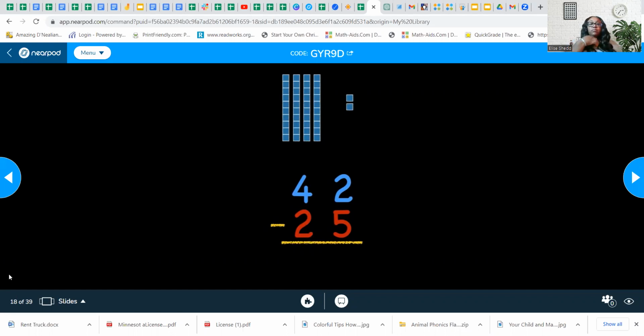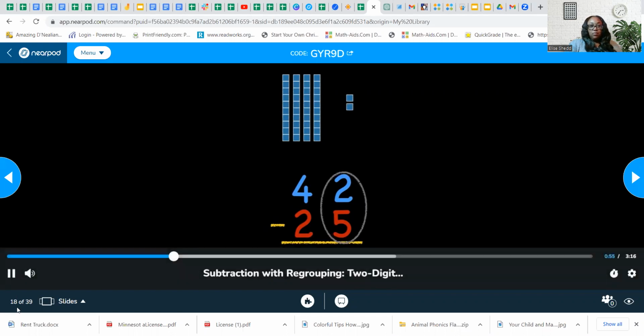Now the first thing we want to do is subtract our ones, but right away we're going to notice that we've got a problem. We can't do 2 minus 5. Remember, we cannot do 2 minus 5. We're going to look at this problem, then we're going to move on and get some practice problems in, okay? Remember, we cannot subtract 2 minus 5.